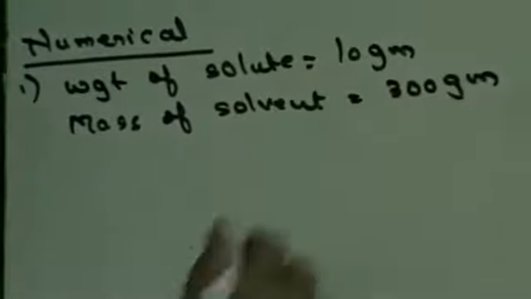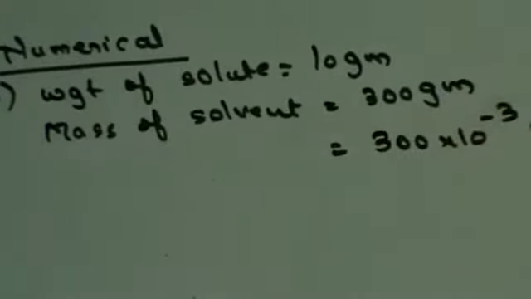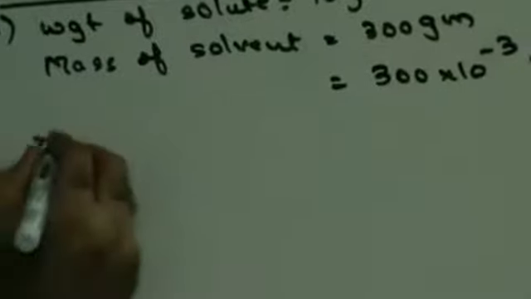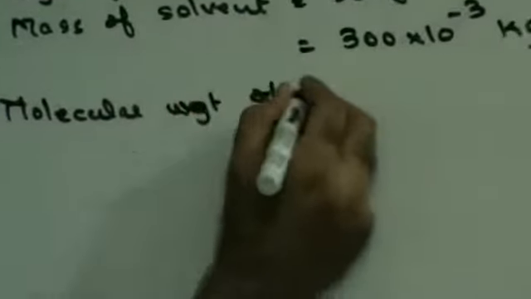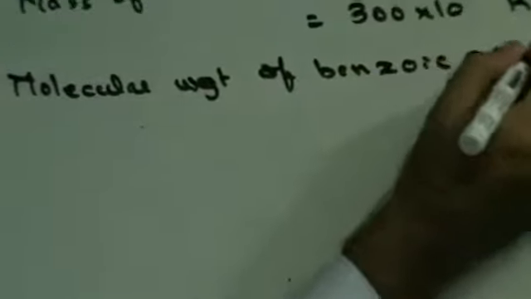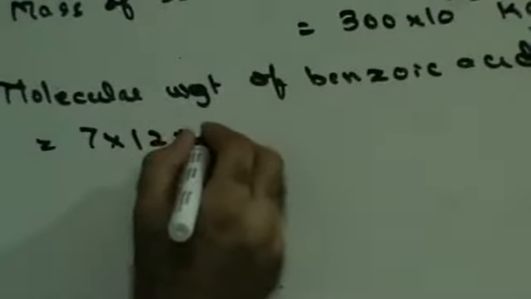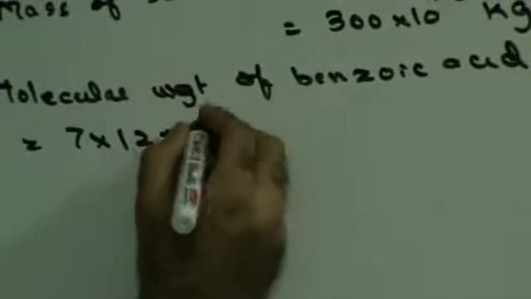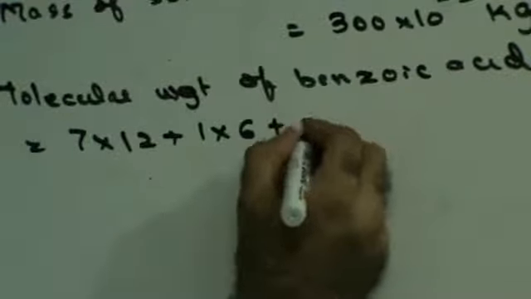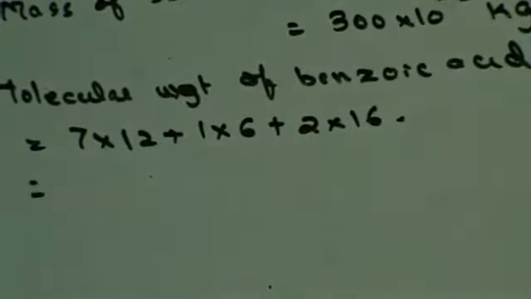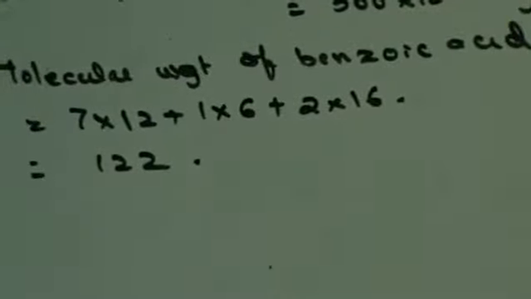Now the first thing I need to do is convert the mass of solvent into kg. So it is 300 into 10 raised to minus 3 kg. That is my mass of solvent. Now let's find out the molecular weight of benzoic acid: 7 atoms of carbon plus 6 of hydrogen plus 2 of oxygen. When I solve this, it should come to 122. That will be my molecular weight of benzoic acid.